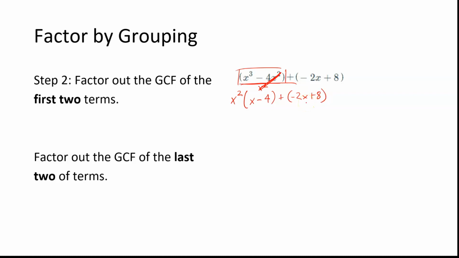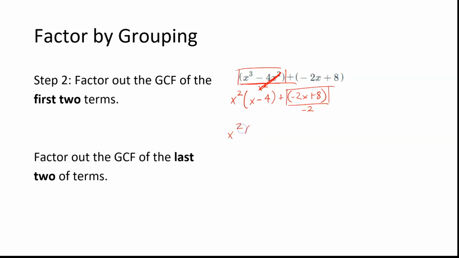Then I'm going to factor out the greatest common factor of just my last 2 terms here. So the greatest common factor here is, they don't share an x. The factors of 8 are 1, 2, 4, and 8. So I see that the first term and the second term share a 2. Not just a 2, but a negative 2. I'm going to factor that out.